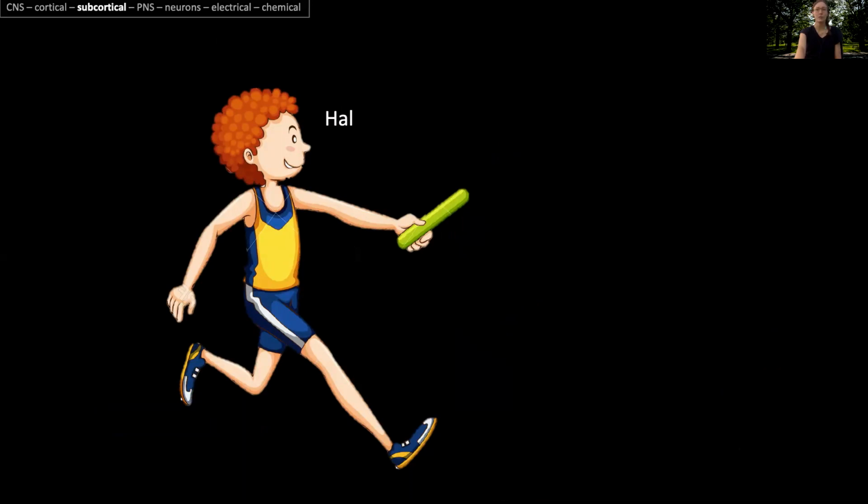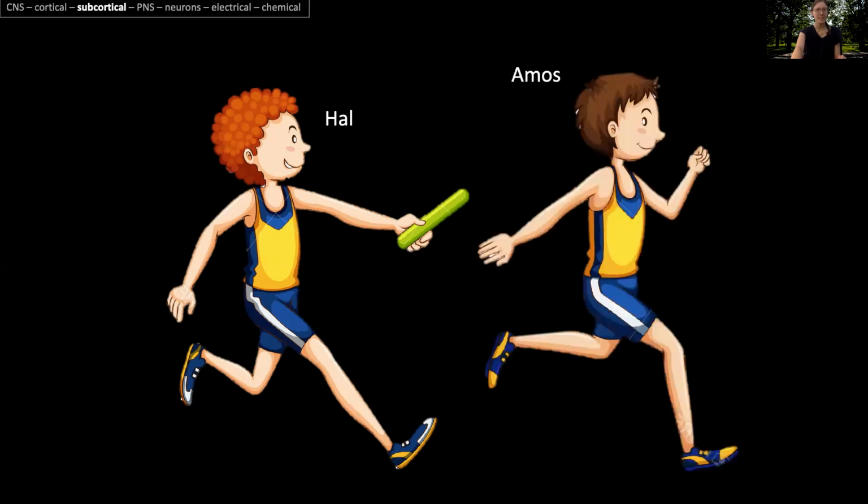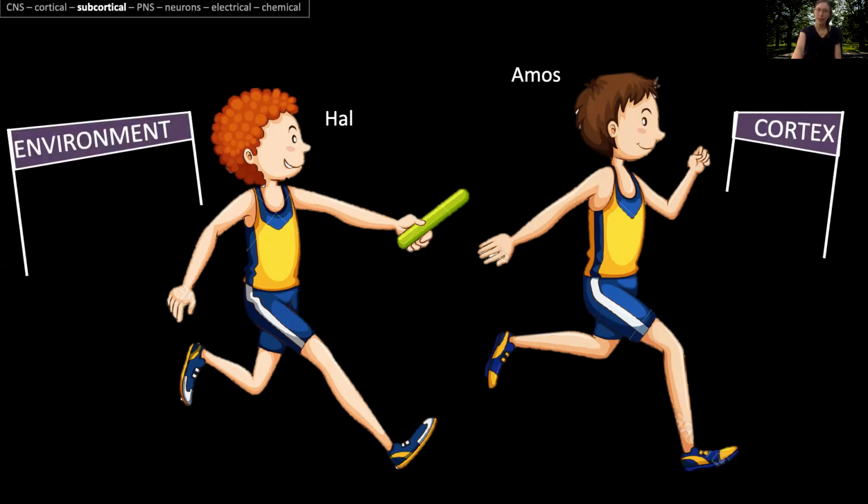So Hal loves running. Hal runs track, and his specialty in track is the relay race. But not just any relay race, a special neural relay. Now this is Amos, one of Hal's teammates. Amos is also on the relay team, and he runs the leg after Hal. Now the pair is so coordinated and fast together that their teammates refer to them as a unit, Hal-Amos. Now Hal typically starts the leg at the environment, and Amos finishes the leg at the cortex.